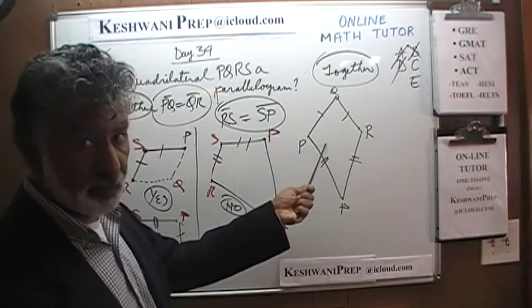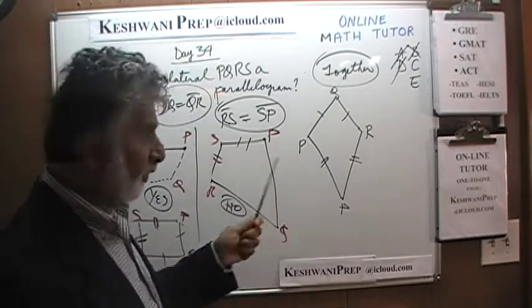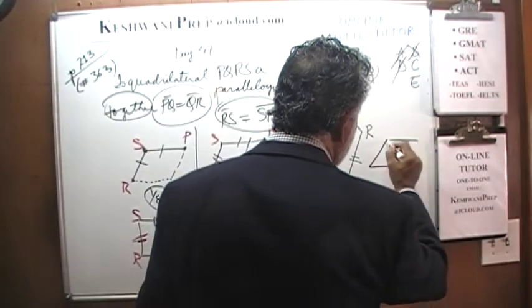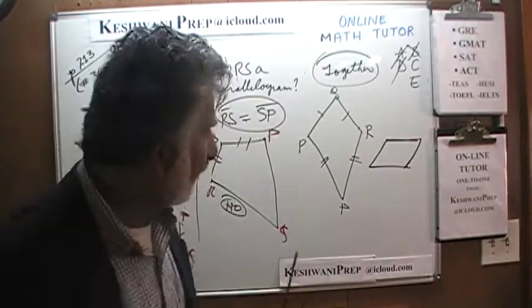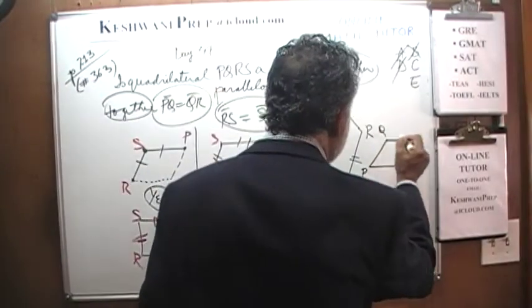Here, in this case, the answer would be no. Is it a parallelogram? The answer is no. But we could show a situation where the answer happens to be yes, where it turns out that it is actually a parallelogram. It is in fact a parallelogram, P, Q, R, S.